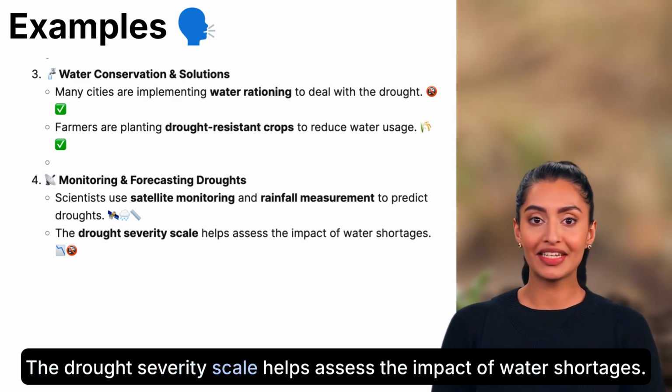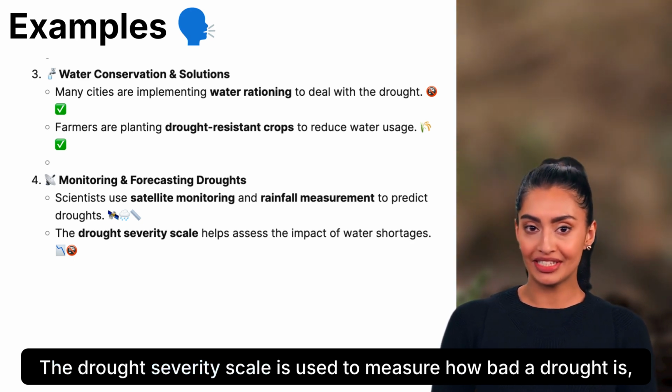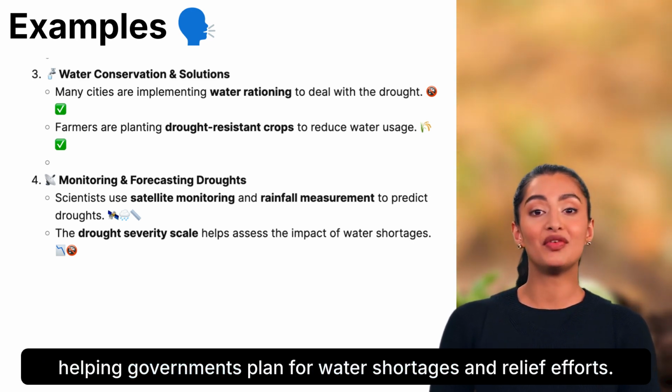The drought severity scale helps assess the impact of water shortages. The drought severity scale is used to measure how bad a drought is, helping governments plan for water shortages and relief efforts.